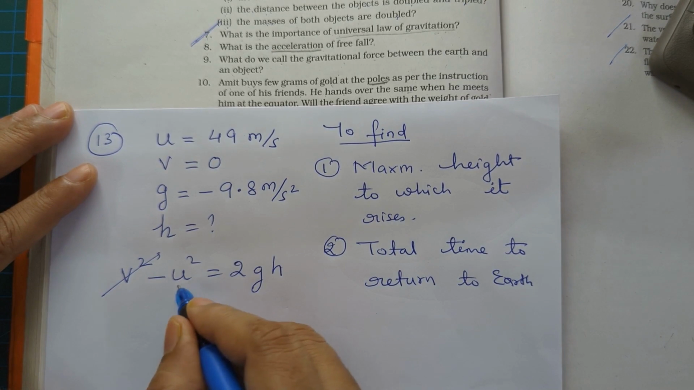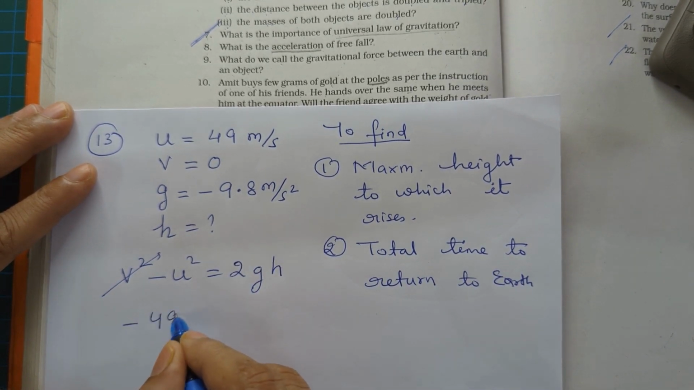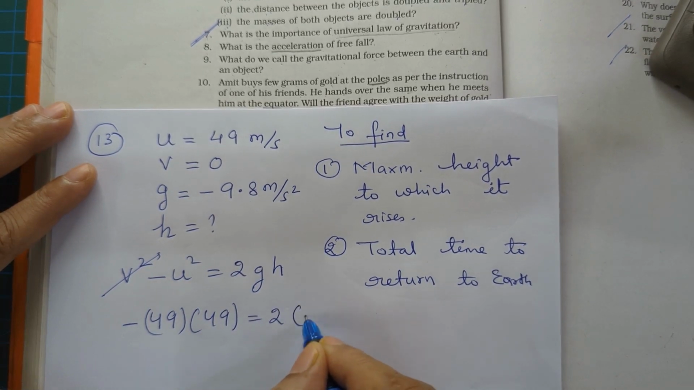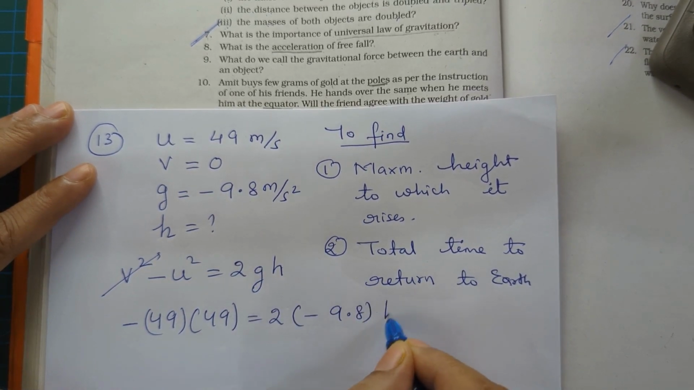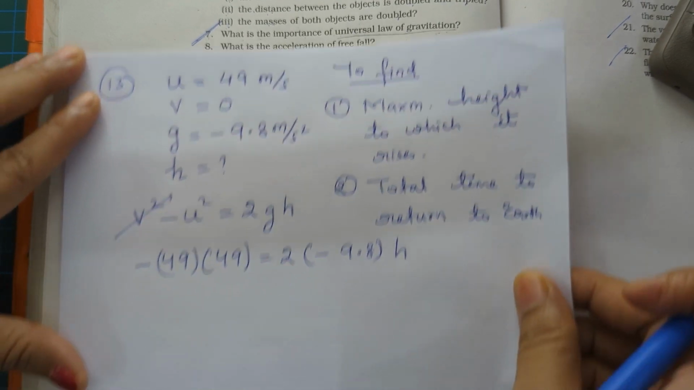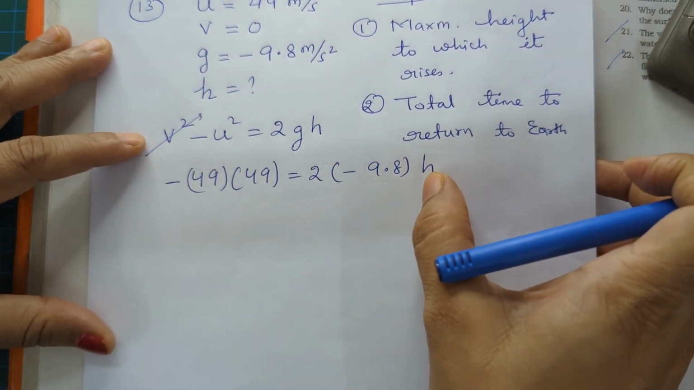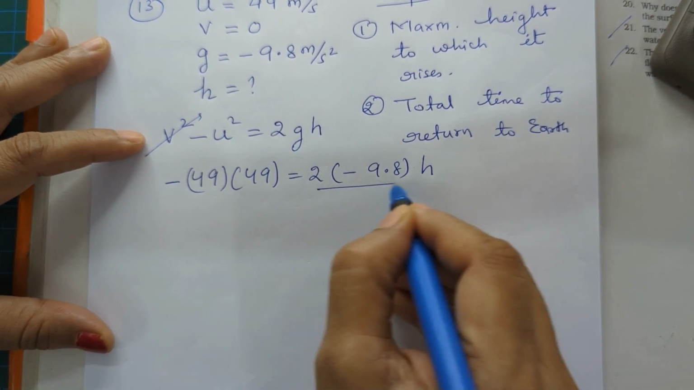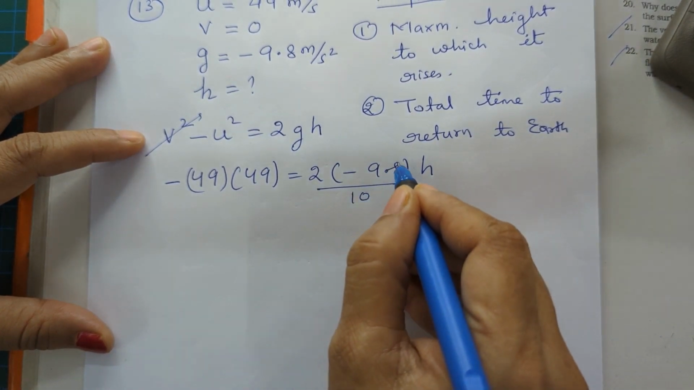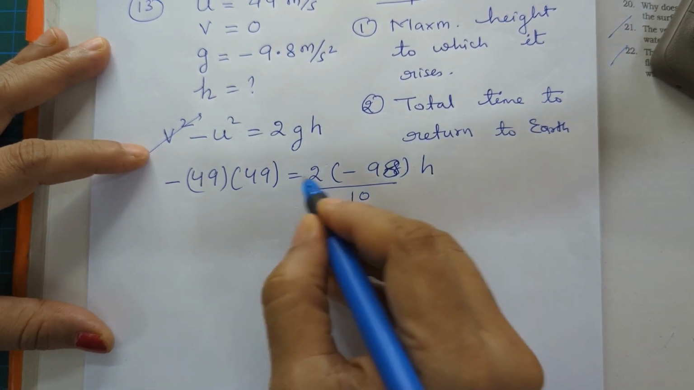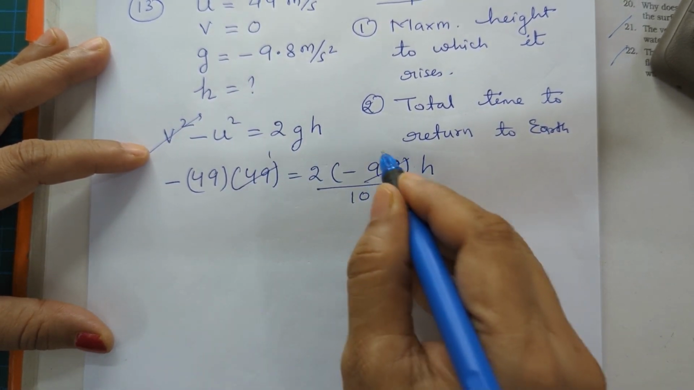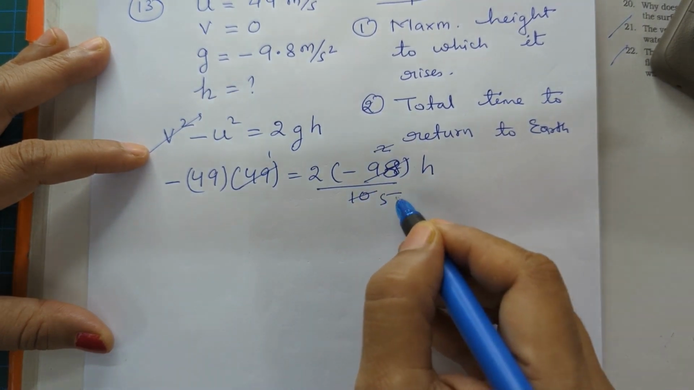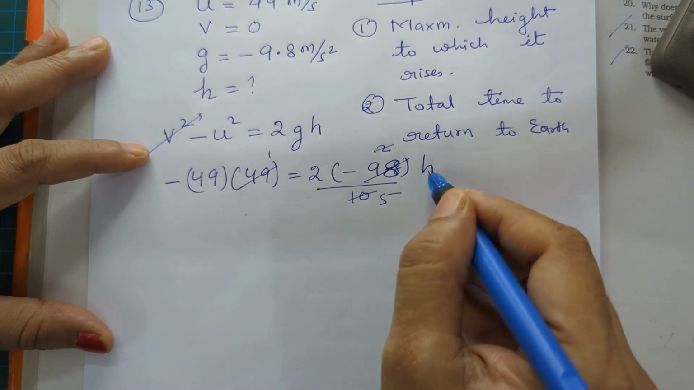So v is 0 and u is 49, so negative of 49 square, which is 49 times 49, and on the other side twice of negative 9.8 times h, which is our requirement. In an equation, if there is one unknown, we are going to get its value. Here I'll make this decimal into fraction form, so 98 by 10. 49 ones are 49, 49 twos are 98, 2 ones and 2 fives. Now we'll do a simple cross multiplication to get h.